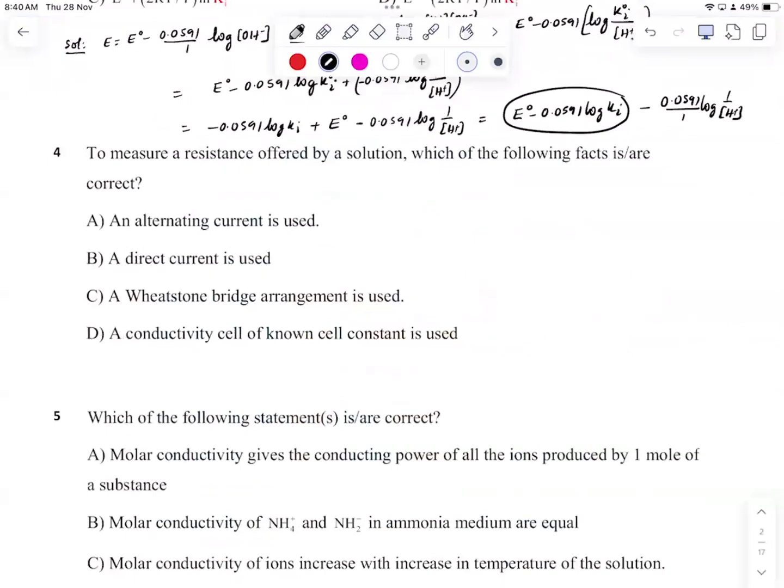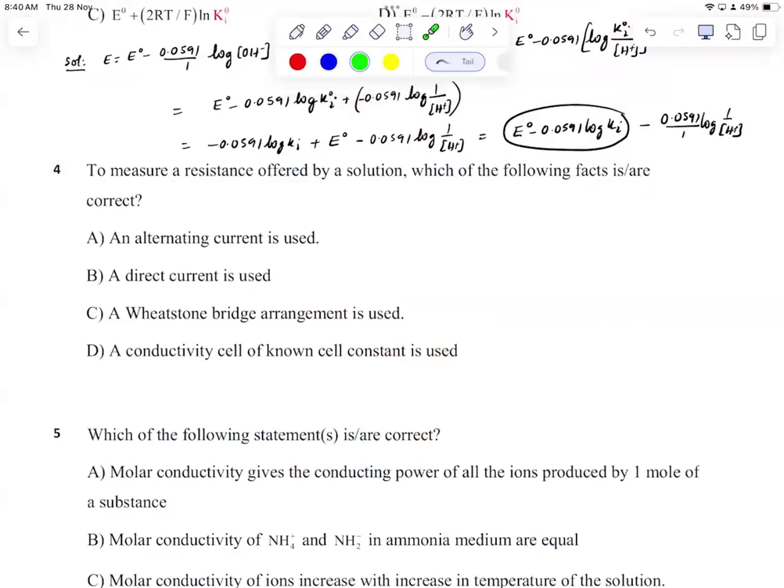To measure a resistance offered by the solution, which of the following facts do we need to consider? See, first, we learned one thing yesterday. We learned that an alternating current is important for measuring resistance. A direct current is not used. We will be using a Wheatstone bridge, which is correct. See, how is a Wheatstone bridge used? I didn't discuss anything formally, but I'm sure you are aware of this one.